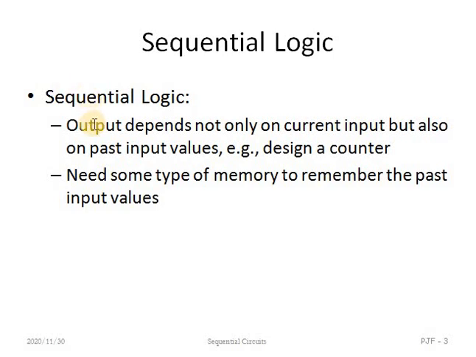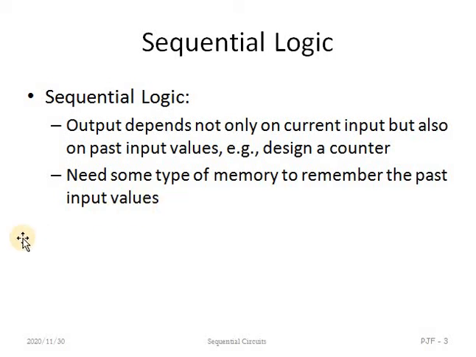So sequential logic means the output depends not only on the current input but also on the past input values. For example, designing a counter. See here, in the combinational circuit the output depends on the current input only, but here the output depends not only on the current input but also on past input values. We need some type of memory to remember the past input values. So this is what sequential logic is.